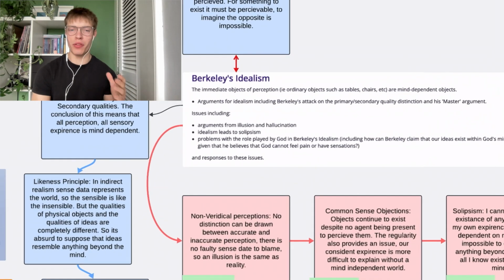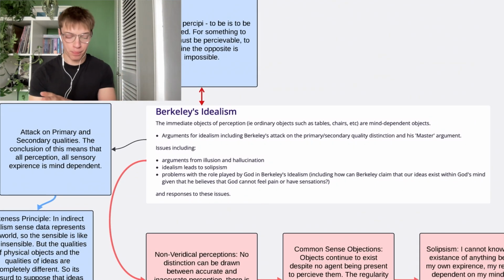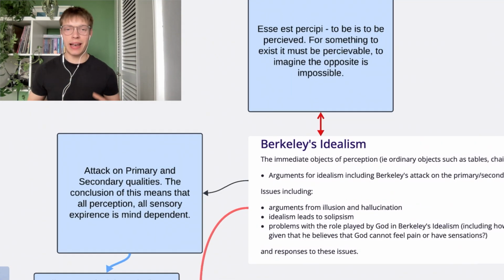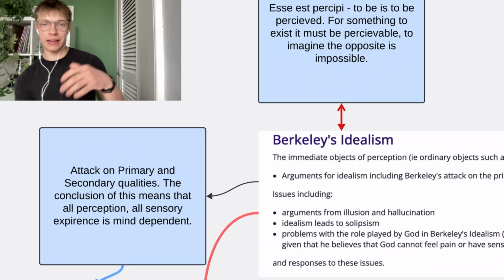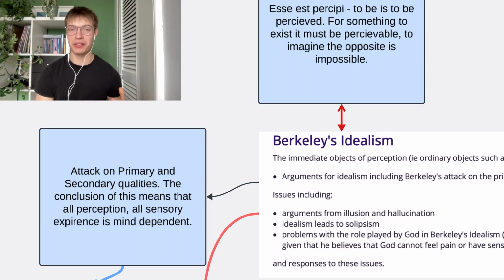I would always define the theory in a practice response the way the exam board defines the theory. The exam board defines the theory as being this: the immediate objects of perception are mind-dependent objects. Okay, and we can understand this using the Latin tagline that Berkeley gives Idealism, inspired by the Latin tagline that Descartes gives his arguments, the cogito.